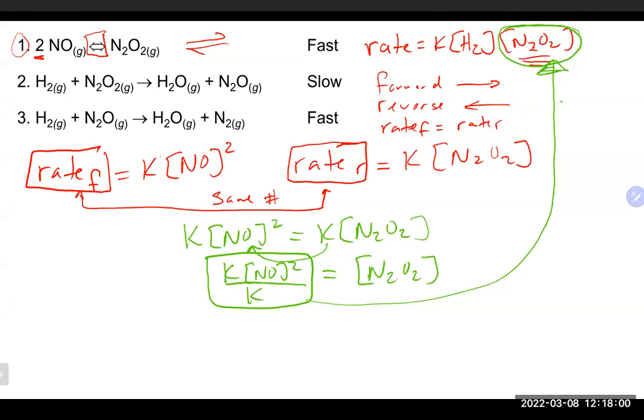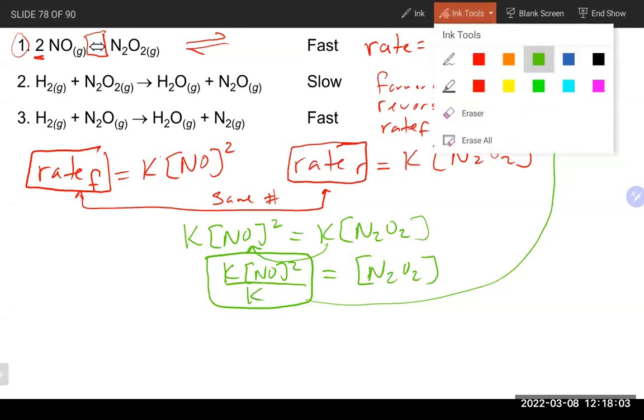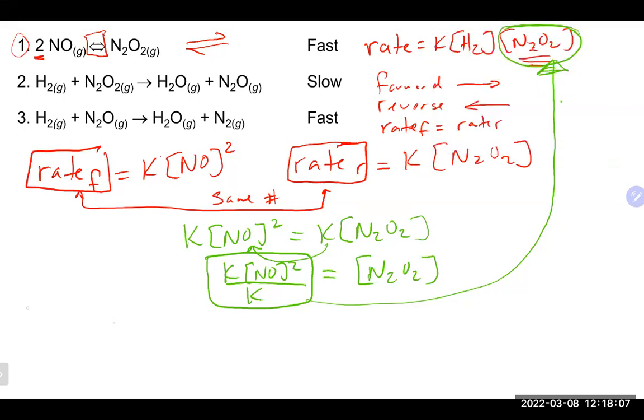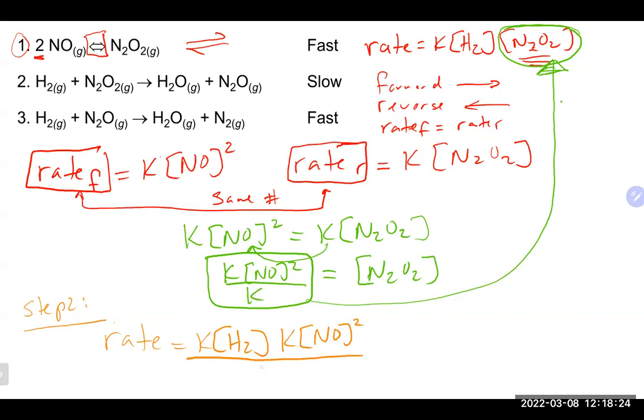Any questions on that so far? All right, so we're almost there. Now that I'm going to substitute that in, that will give me a rate law again for the second step. That is going to get me that the rate is equal to K times H2. And now I'm going to take the thing I substituted in, so I'm just going to write it exactly like it is here, divided by K.